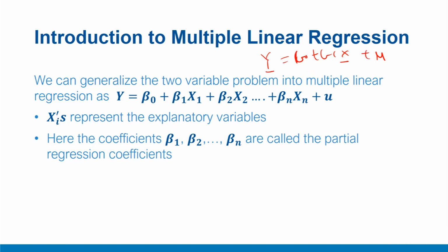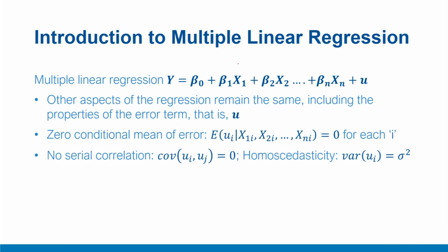Now all the discussion that we had about the simple two variable bivariate linear regression model, we can extend to a multiple linear regression very simply as shown here, where y equals beta naught plus beta 1 x1 plus beta 2 x2 and so on up till beta n xn plus the error term. Here the xi's represent the explanatory or independent variables, and their coefficients beta 1, beta 2, beta n are called partial regression coefficients. All that we discussed about the simple bivariate linear regression problem applies to this model as well.